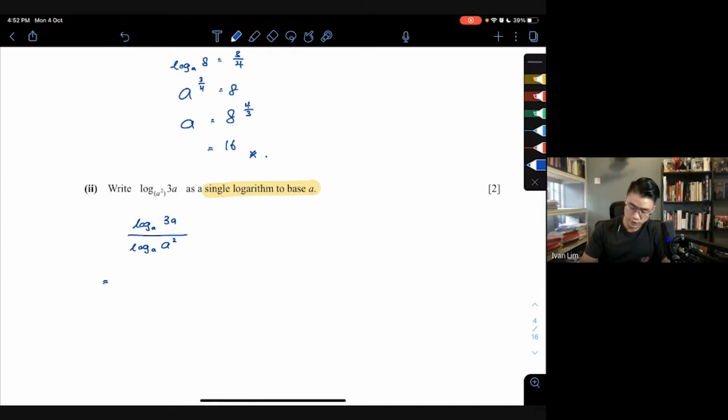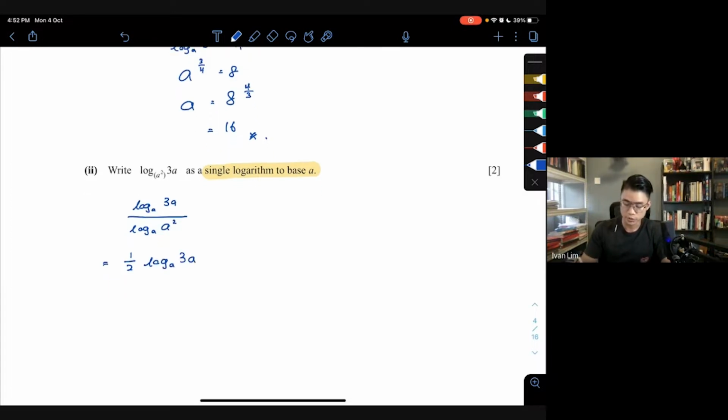At the bottom here, I can apply the power rule, so it becomes 1 over 2. Don't leave it like this because we want it as a single logarithm to base a. So how would you write it? It will be exactly like this: 1 over 2, and you have to put a bracket. Because if you don't put a bracket, it's wrong. It only belongs to the a if you don't put a bracket. So the power 1 over 2 belongs to the entire argument. Okay?